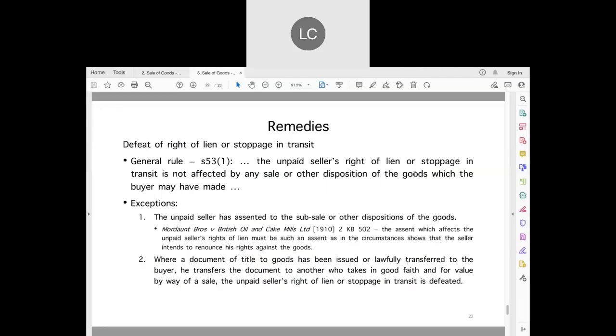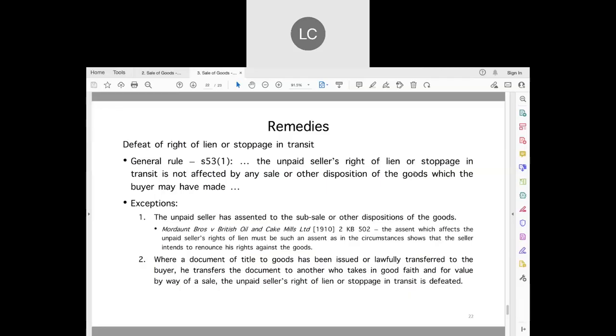So under 54.3, the seller can transfer a good title to the buyer on the fact that the property in the goods has not passed to the original buyer, or the sale by a seller in possession in the circumstances set out in section 30 sub 1. Okay.